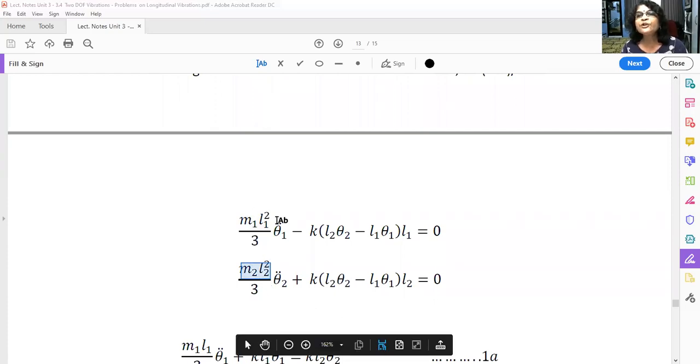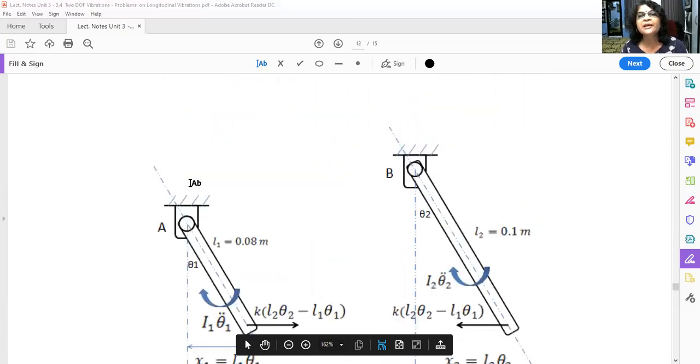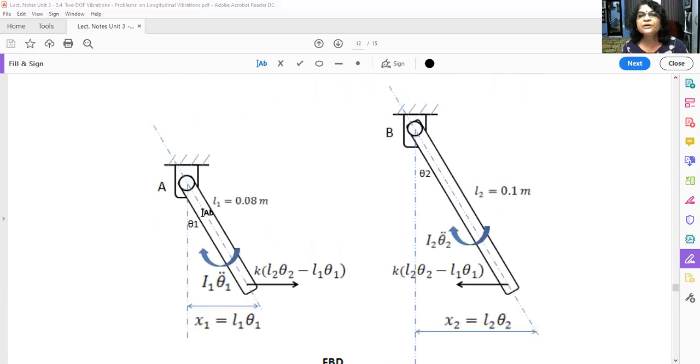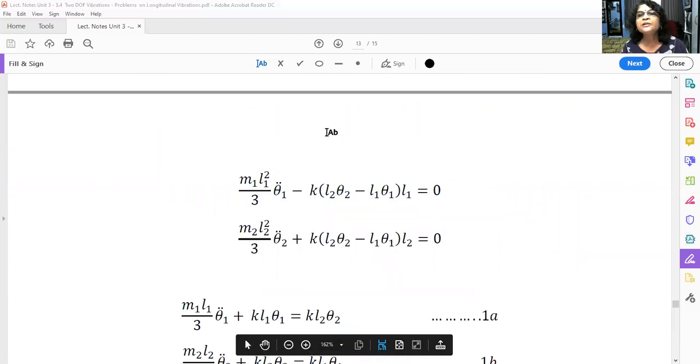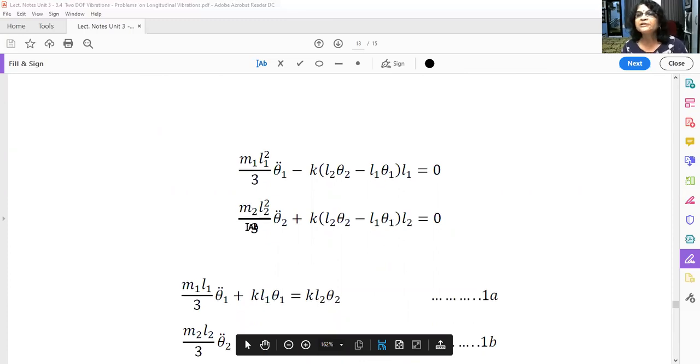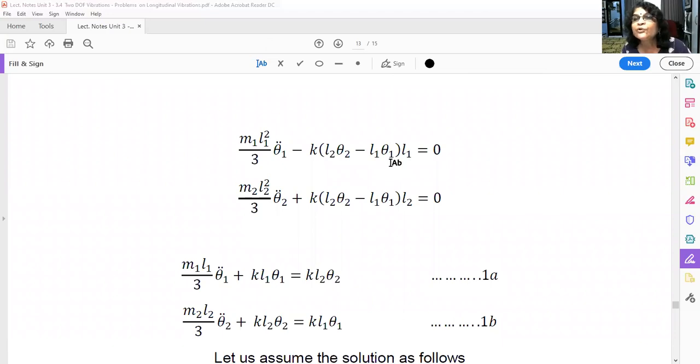This is the mass moment of inertia about this point A, and about this point B, not about CG, because your rod is vibrating about this point. So when we put the values of I1 and I2, the equation will be like this. Now just simplify again. What you have to do now is collect the coefficient of theta 1 together, and collect the coefficient of theta 2 together. Similarly, in this equation also, collect the coefficient of theta 1 and theta 2 together.